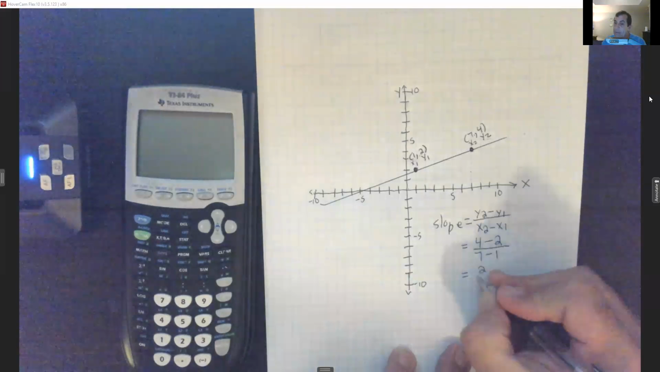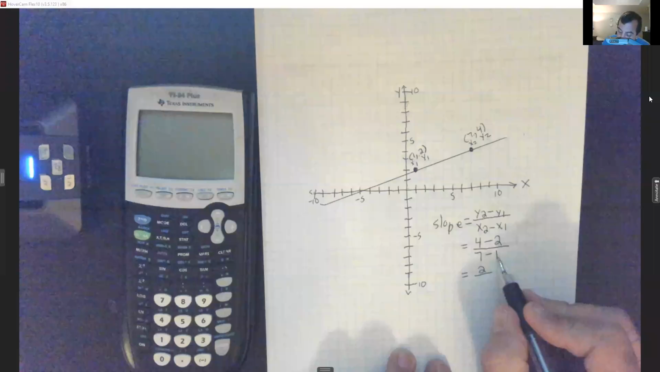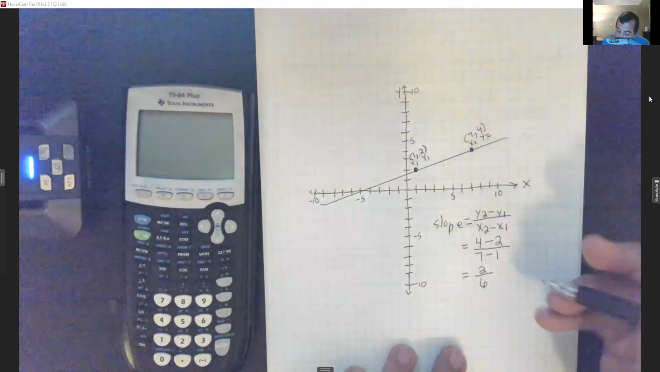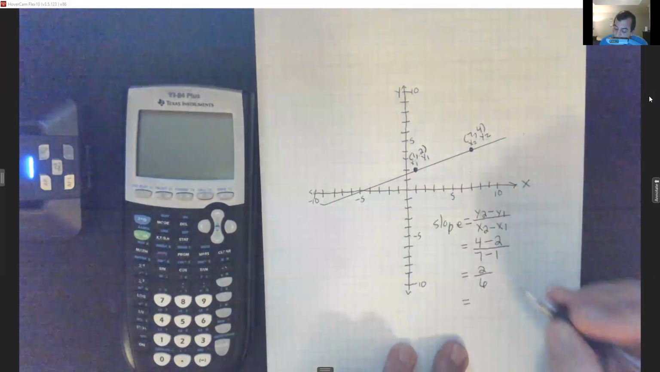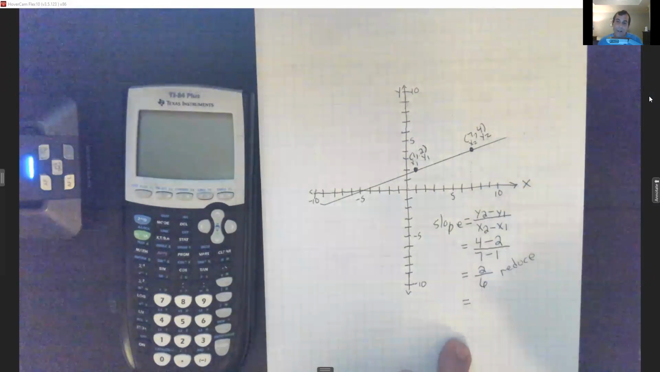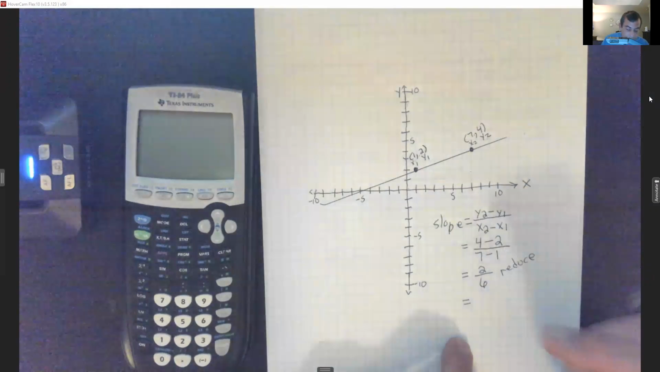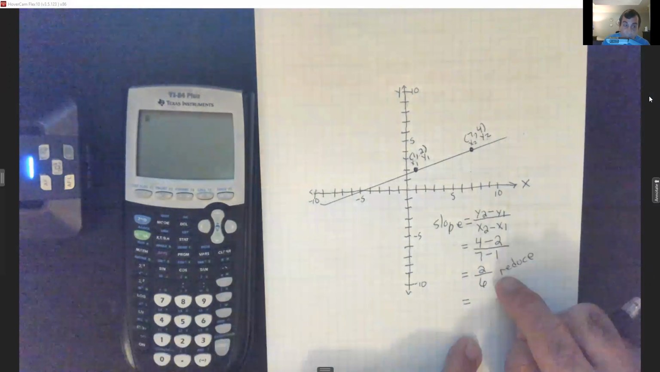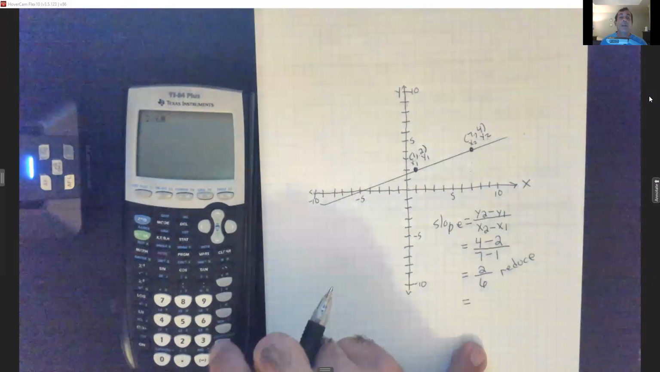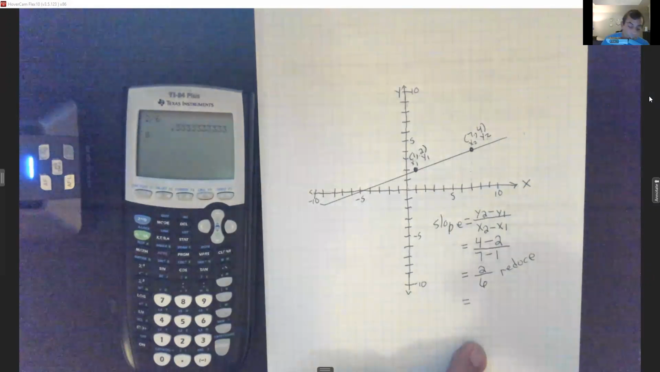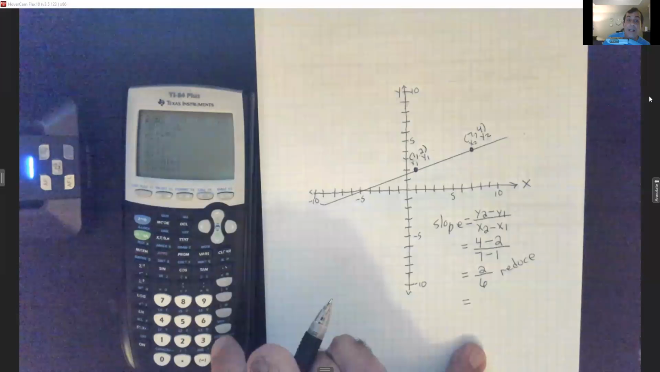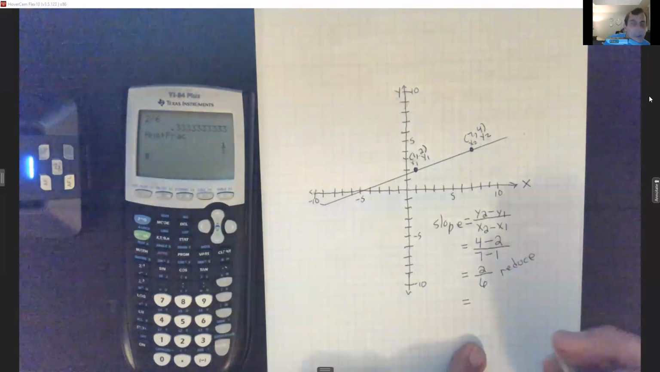On bottom, 7 minus 1 will give me a 6. So now we've got the slope, but what we need to do to this slope is reduce to lowest form. So 2 divided by 6, if you can't reduce that, you can do it on the calculator. 2 divided by 6 is going to give you 0.333, but when you turn that back into a fraction by hitting math and enter twice, it turns it into a 1/3.